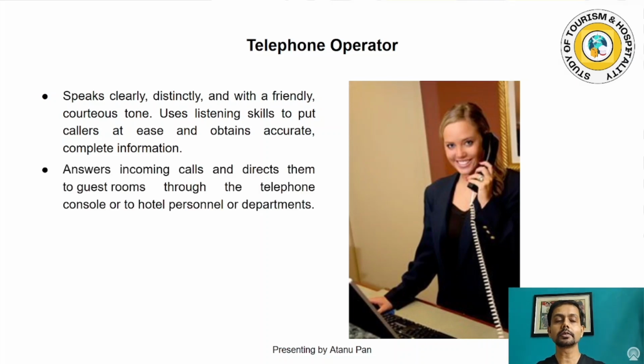Answer incoming calls and direct them to the guest room through the telephone console or to the hotel personnel or departments. Sometimes operators get a call from outside for transferring. The transfer of calls should be done by maintaining a protocol. Do not directly transfer the call without taking permission from the person to whom we are transferring, either a manager or employee, or it may be a guest also. It is very, very important to take permission from the person to whom we are transferring.